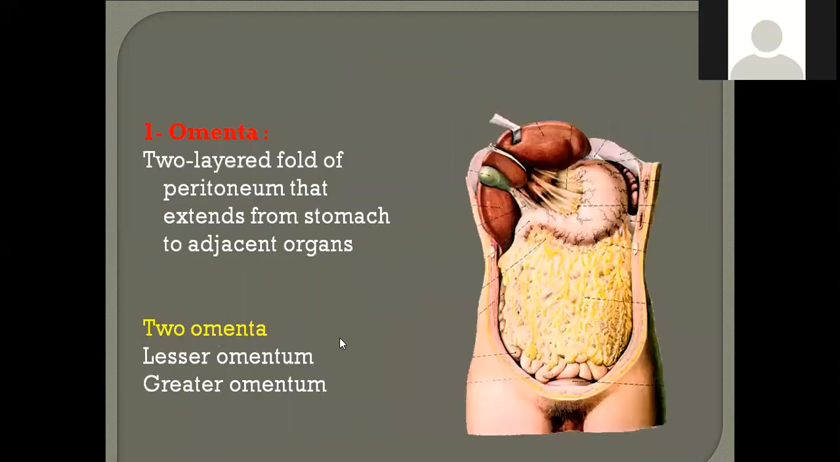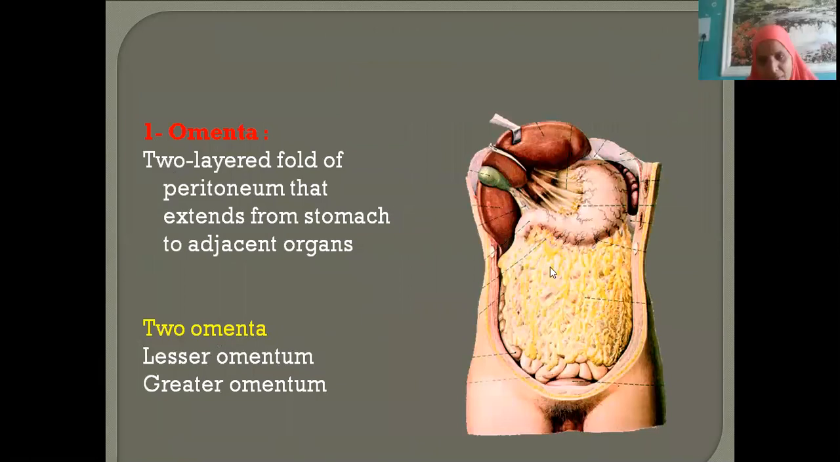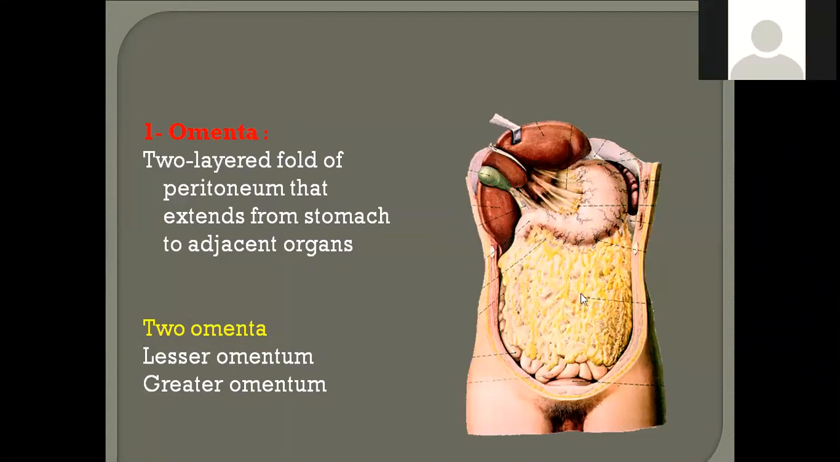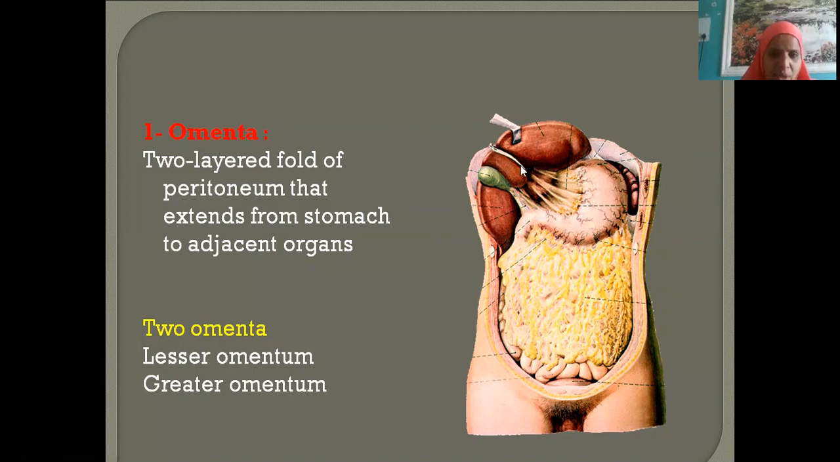Any doubt? Okay. Now see here, what is this big apron-like fold of peritoneum which is hanging from the greater curvature of the stomach? Greater omentum. Please remember, greater omentum. What is the fold of peritoneum which is extending from the visceral surface of the liver to the lesser curvature of the stomach?